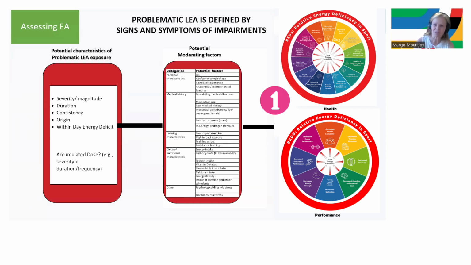So clinically, we start off with one, looking at what that athlete presents with. Don't forget to look for all of them. Then we look back at what their exposure is like, severity, duration, and frequency. And what moderating factors does that individual athlete have?